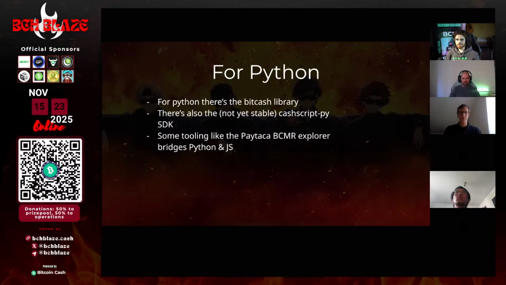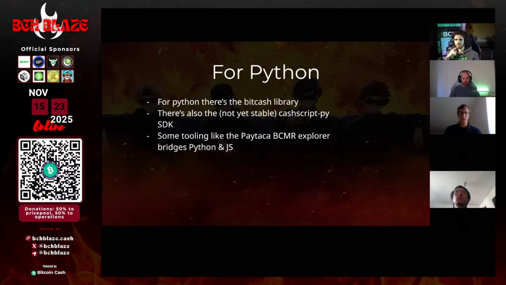But for Python specifically, I want to mention that the Bitcache library is a bit the equivalent of mainnet.js for Python. And it has documentation. I'm sure you will be able to find the website for it. And then there is also a not yet stable but upcoming CashScript-Py version, which might be considered stable before the Blaze hackathon fully starts. So there might be updates around that, but there is integration with CashScript and Python.